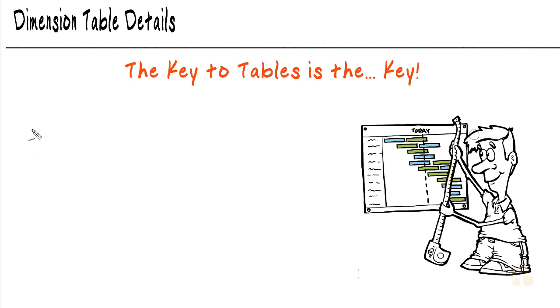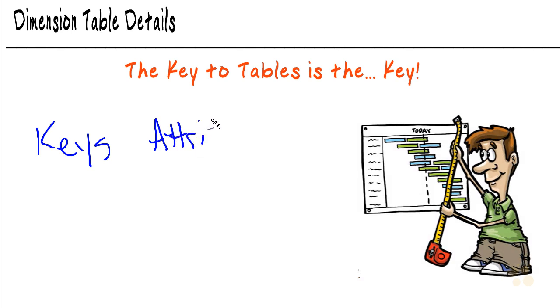They are this. First are going to be your keys. Second are going to be your attributes. And lastly is going to be metadata. Now, what are each of these three things? Let's talk about them. First of all, are the keys.